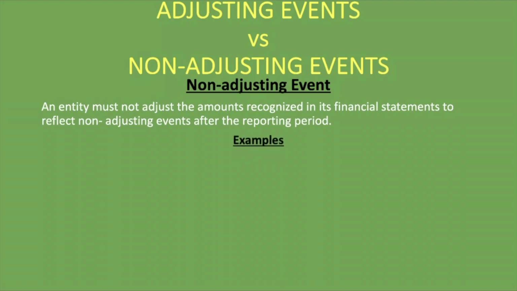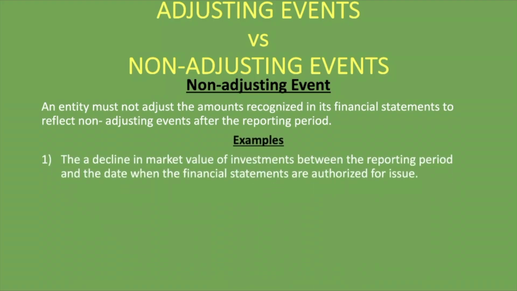What are some examples of non-adjusting events? Well, the first one here is the decline in market value of investments between the reporting period and the date when the financial statements are authorized for issue. Remember, the market value changes all the time based on market conditions. So if the decline happens after the reporting period and before the financial statements are authorized for issue, then you can merely make a disclosure, but you don't adjust the market value of investments in your financial statements. You don't adjust the actual amount because it's a non-adjusting event.